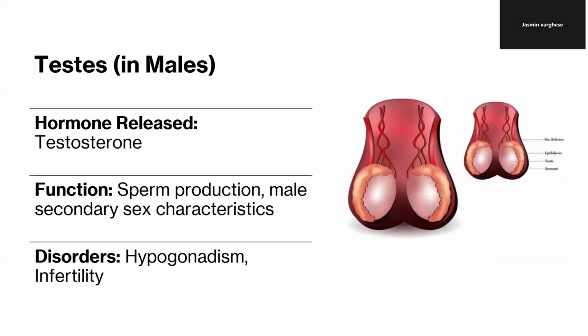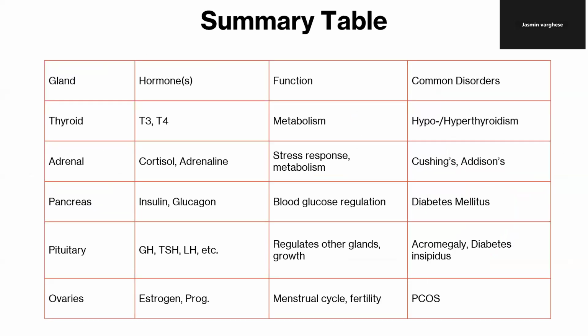Then testes, obviously in males, and the hormone released by testes is testosterone. The function is sperm production and development of male secondary sexual characteristics. And the disorders are hypogonadism and infertility. So these are all the hormones which come under the endocrine system.